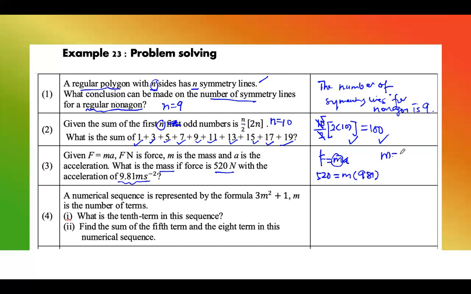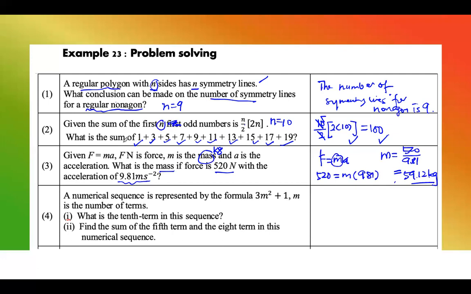So what is M? M is 520 divided by 9.81. So you get 59.12, right? 59.12 kg. Mass is in kg, yeah? So the mass here is in kg. Right, so this is number 3.